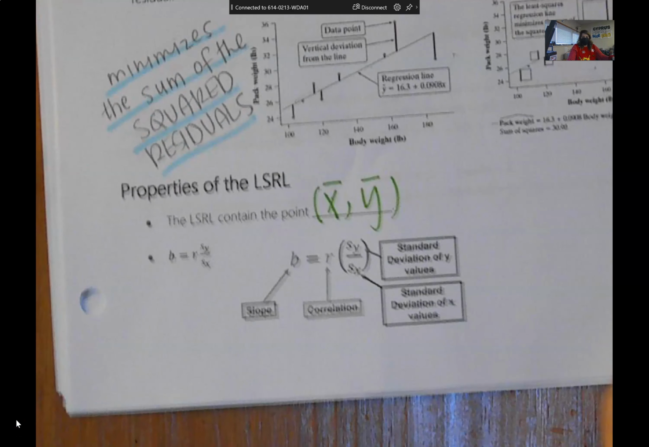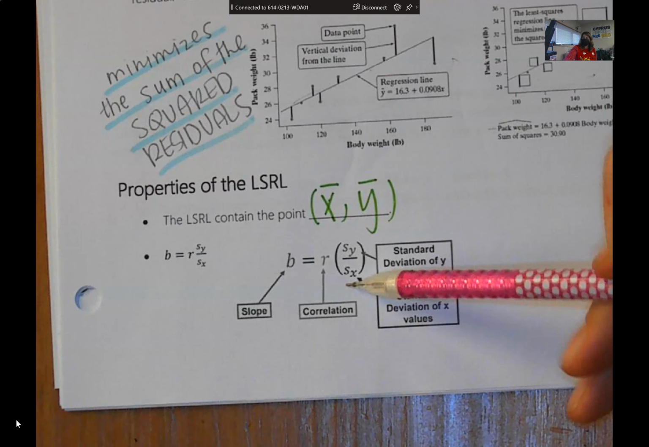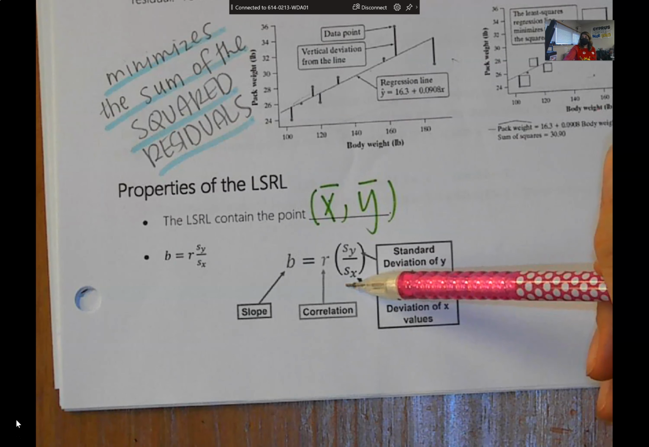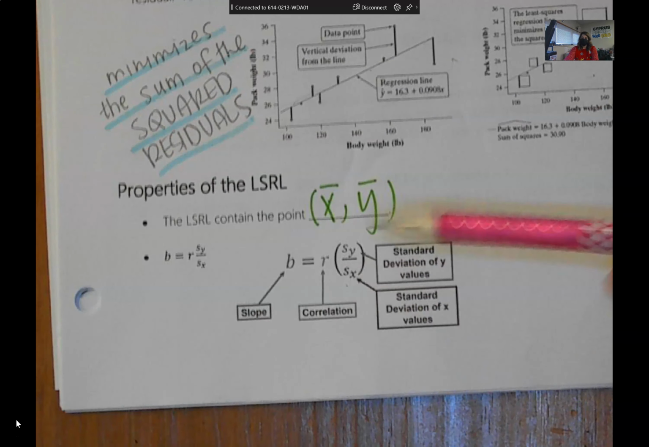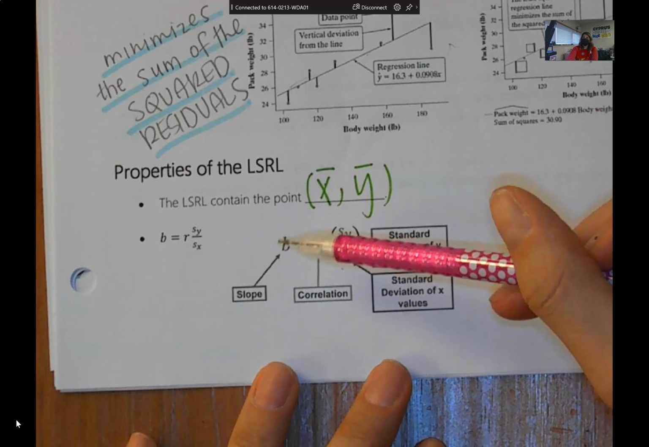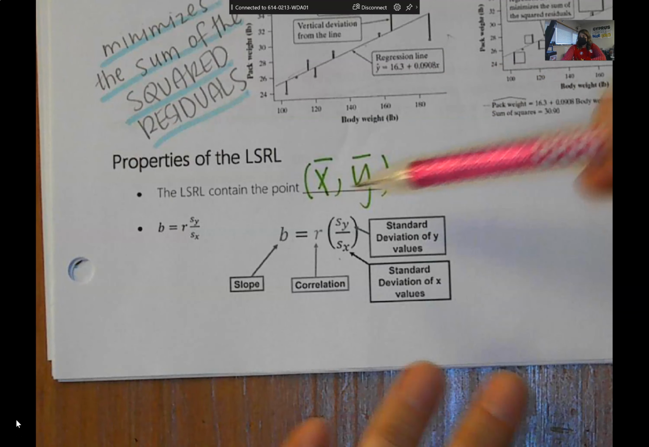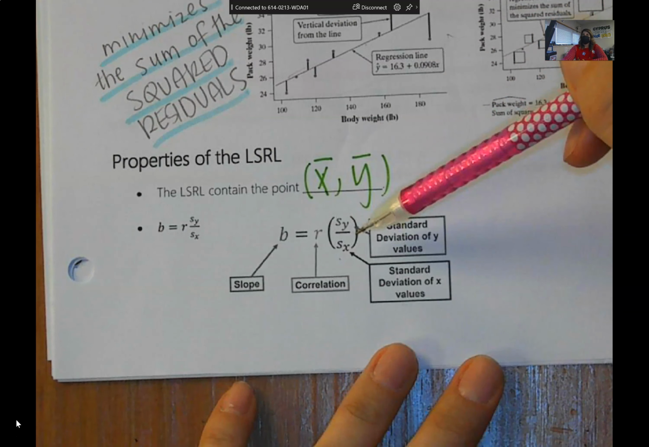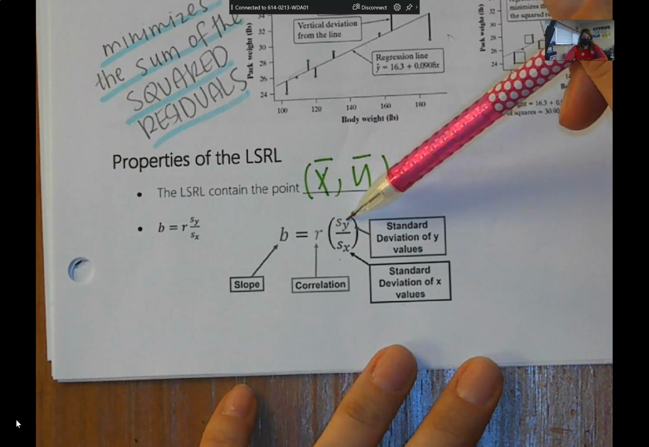Okay, the second part of our lesson begins at this second property of the least squares residual line. What they're telling us is we can use this formula to calculate the slope of our least squares regression line. The thing about this formula, though, is you need your data set or you need to be given these values.